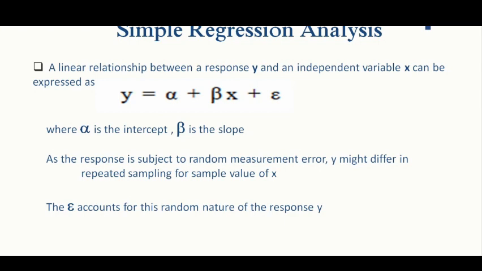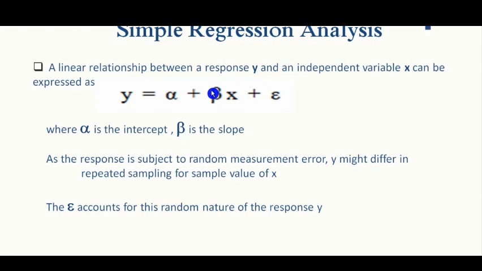So, what are we ultimately trying to do? In simple regression analysis, we want to build a relationship between y and x. So, y should be able to be written as alpha plus beta x plus epsilon. Now, this epsilon is a famous creature of statisticians. This is called an error, a chance error.